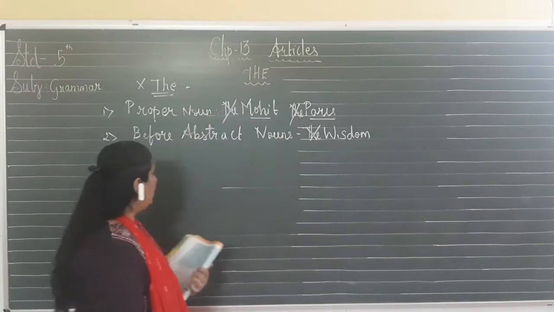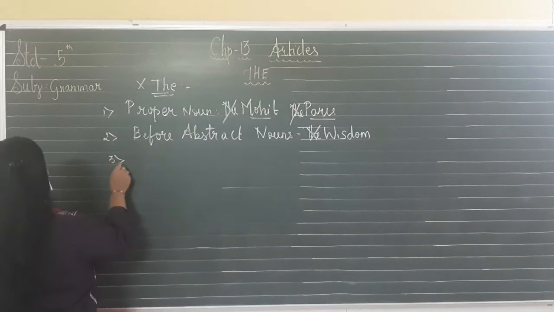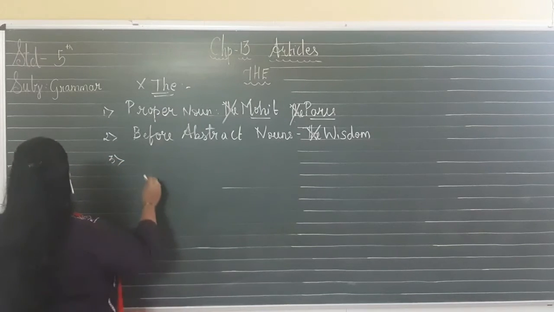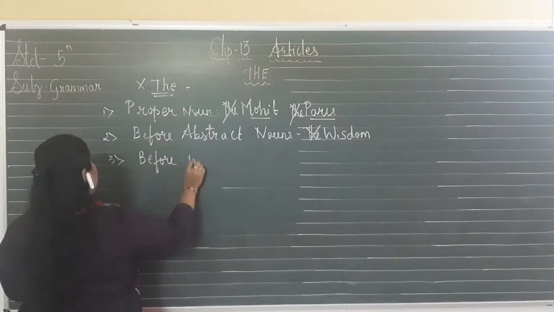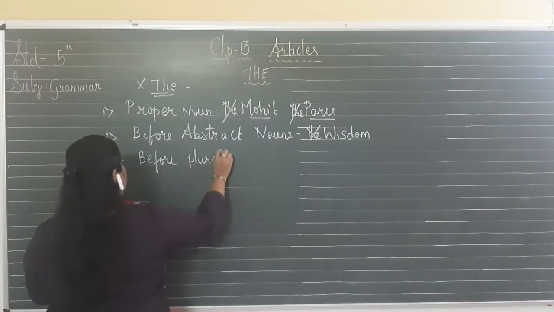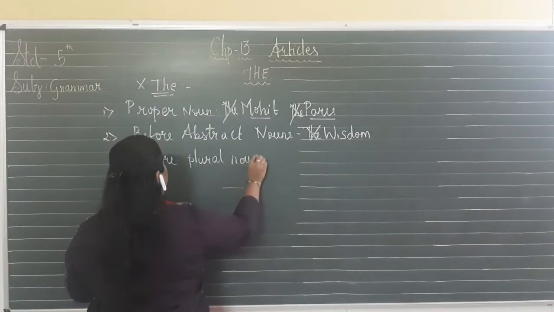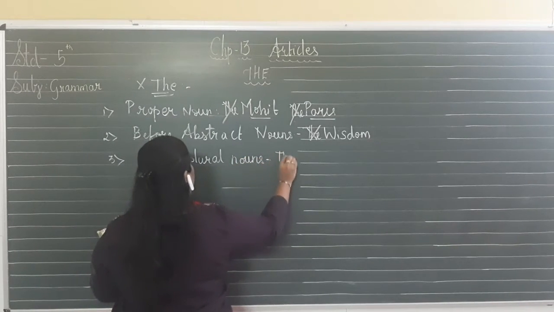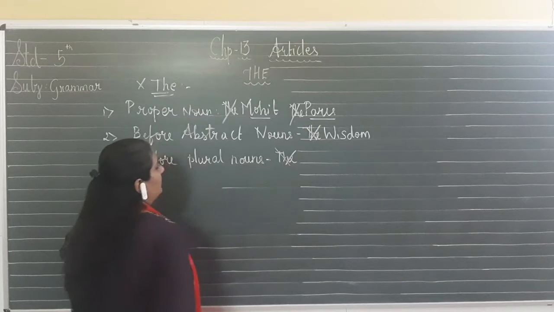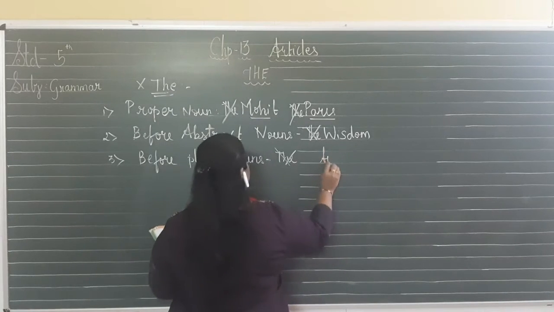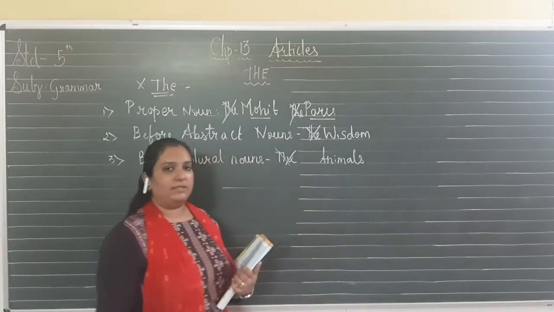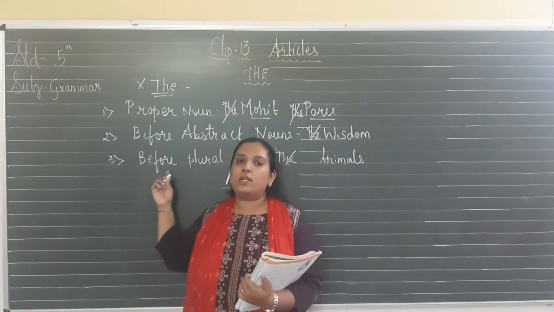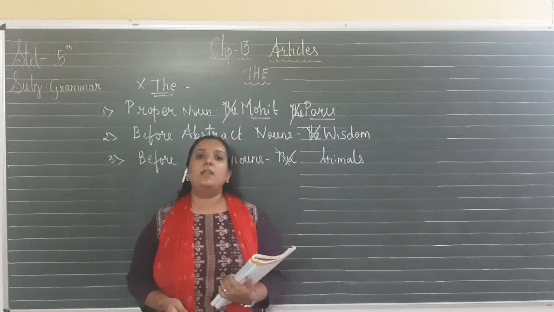Let us look at the third one. Before plural nouns, we never put article the. For example, if I say animals, I cannot say the animals. So wherever there are plural nouns, we cannot put article the.